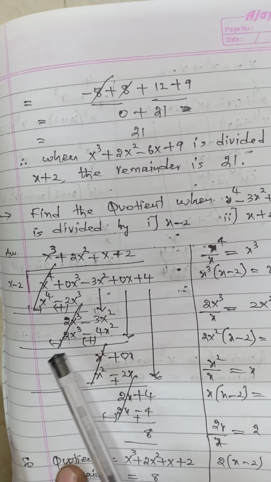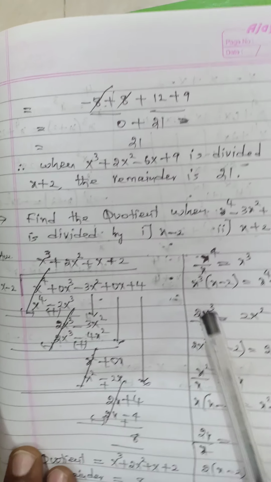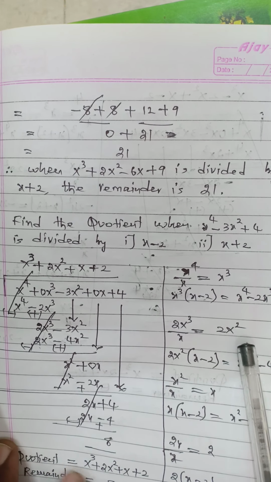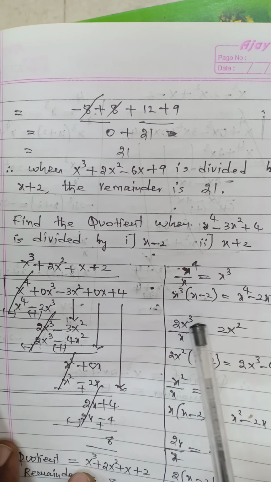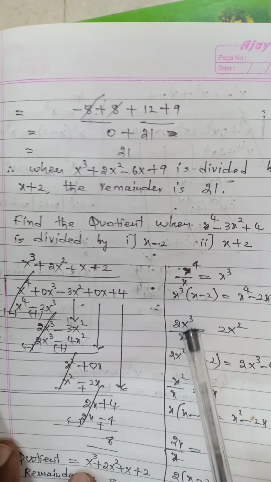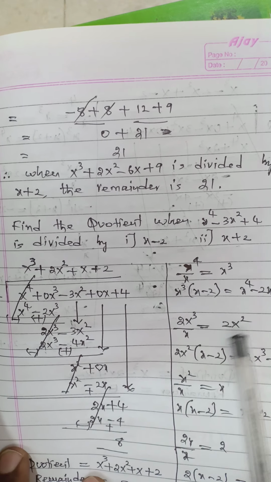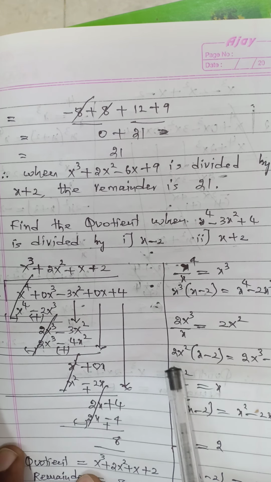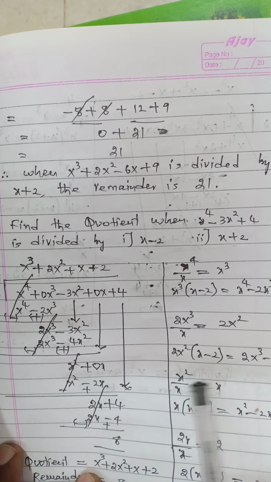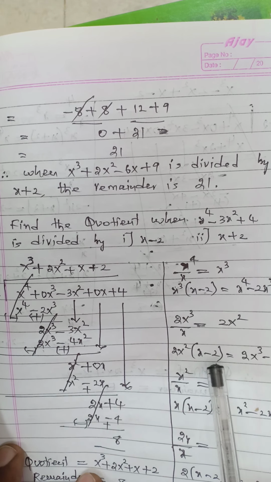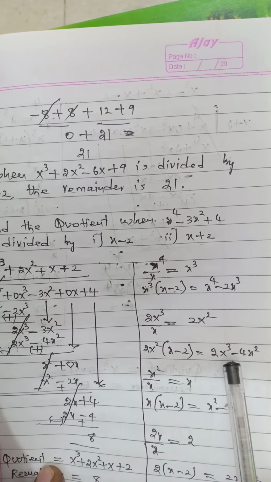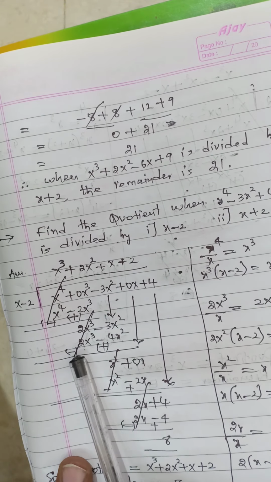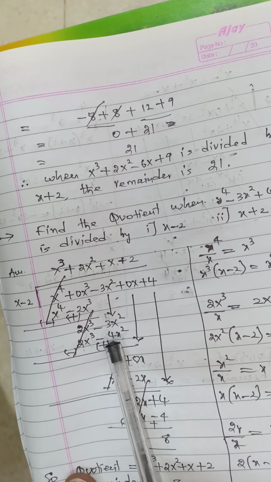Then, what is the first term here? 2x cube. We have to divide with x. So what will you get? 2x cube by x is 2x square, because x cube means x into x into x, one x cancels and the remaining is 2x square. Now this is to be multiplied with the given divisor, x minus 2. So 2x square into x is 2x cube, and 2x square into minus 2 is minus 4x square. Now I write the same here: 2x cube minus 4x square.